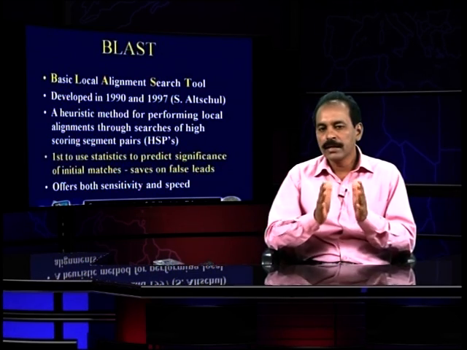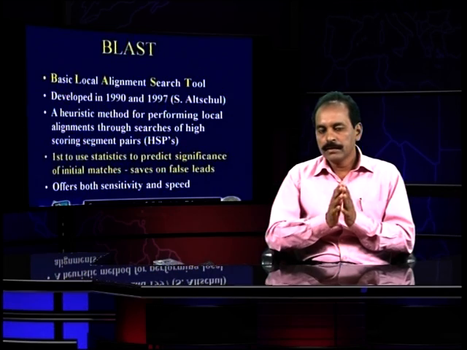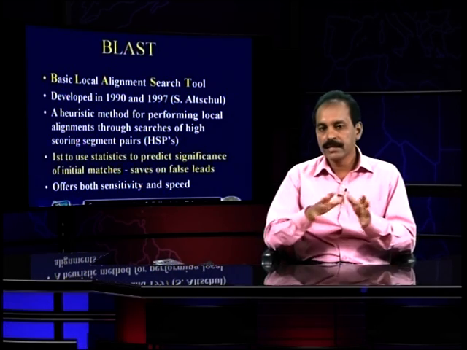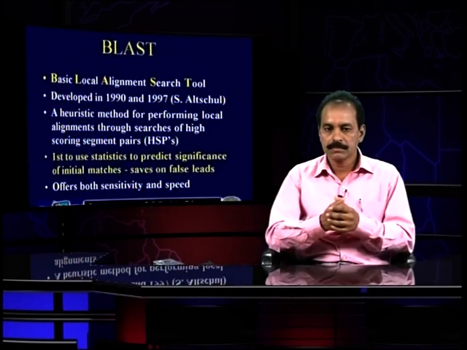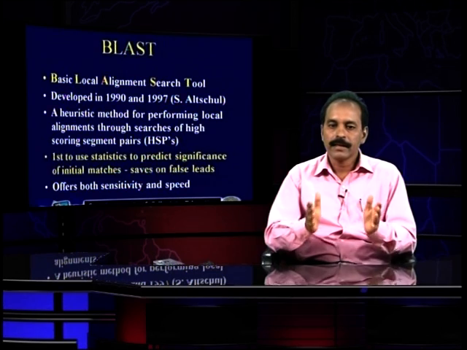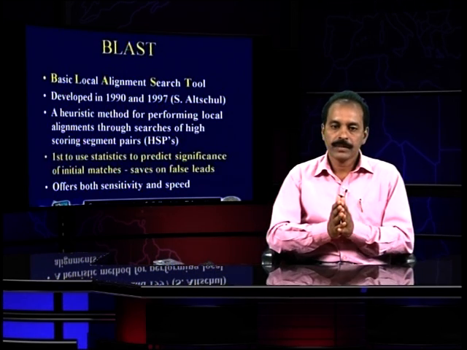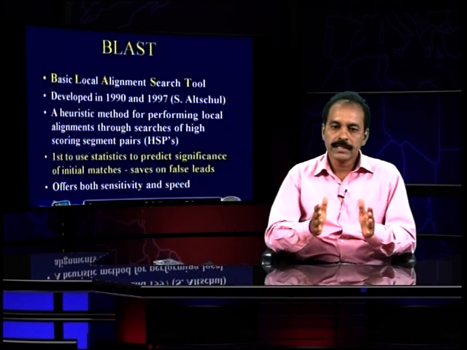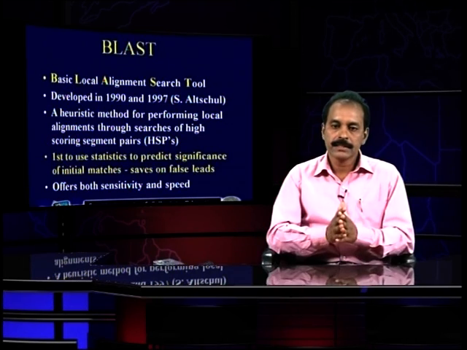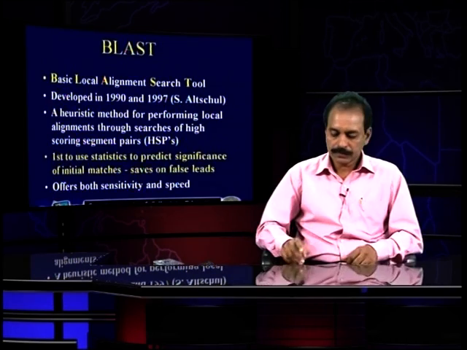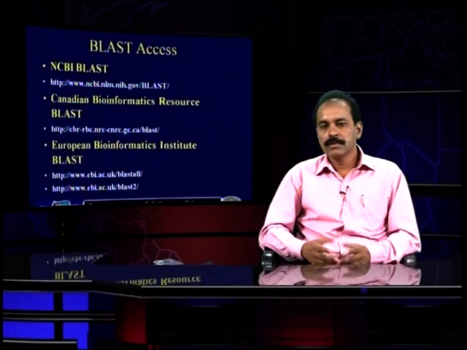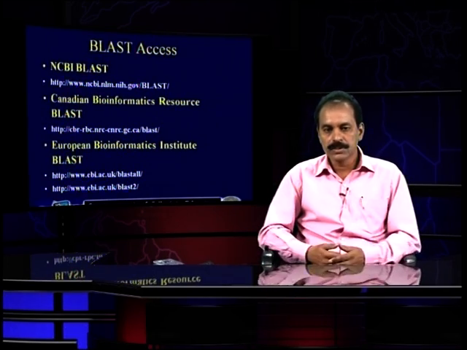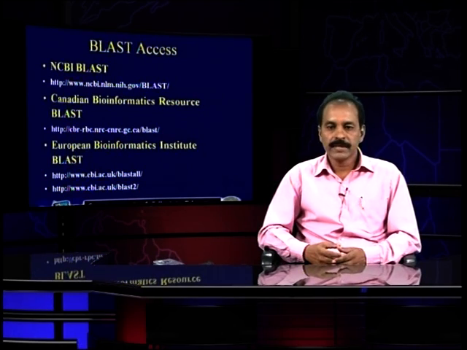So, it is a local alignment. There are different alignments like pairwise alignment, parallel alignment, and also alignment from different sources. BLAST is basically aligning local segments. That means it first uses statistics to predict the significance of initial matches, saves on false reads, and offers both sensitivity and speed. BLAST can be accessed through NCBI BLAST or the Canadian Bioinformatics Resource or the European Bioinformatics Institute.